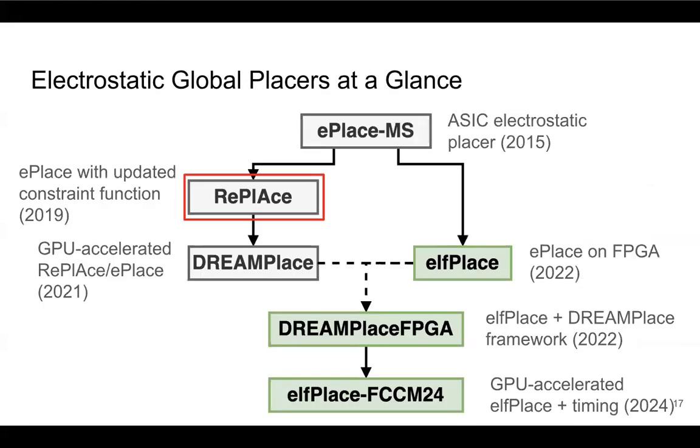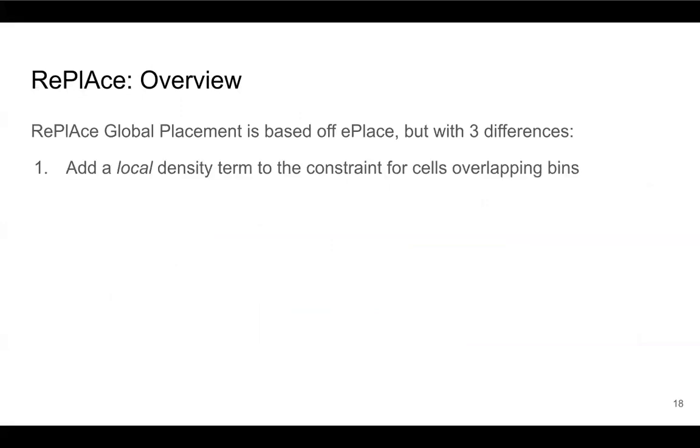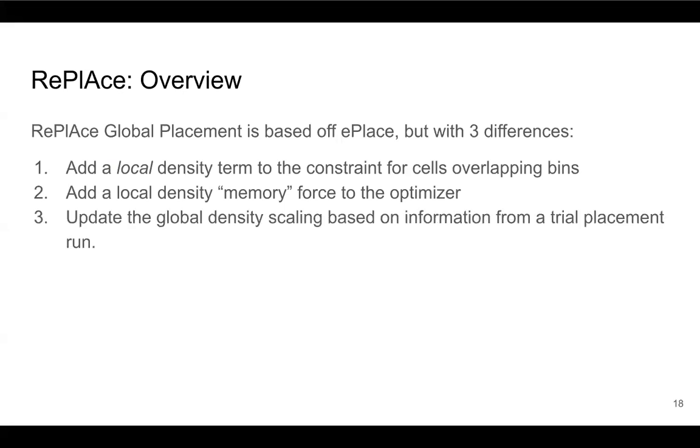So now I'm going to be talking about RePlAce, and the name will make sense in a second. RePlAce is a global placement based off of ePlace with 3 differences. It adds a local density term to the constraint for cells overlapping bins. So now we're going to have an extra term that says if you're overlapping a bin, feel an extra force. It also adds a local density memory force to the optimizer, so atoms that were in very dense bins before will still feel a pretty strong force in the future. And finally, they update the global density scaling based on information from a trial placement run. So I'm going to go through each of these steps in detail.